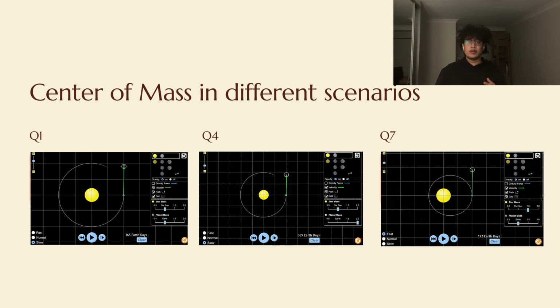Across questions 1, 4, and 7, we could see that the center of mass always lies within the Sun due to its massive mass. Even in question 4, where we increase the mass of the planet by 2 folds, the barycenter and the center of mass always lie within the Sun. In question 7, however, we did do something different. Here, we increase the mass of the Sun by 2 folds and lower the tangential velocity of the planet, which resulted in the planet spiraling towards the Sun.